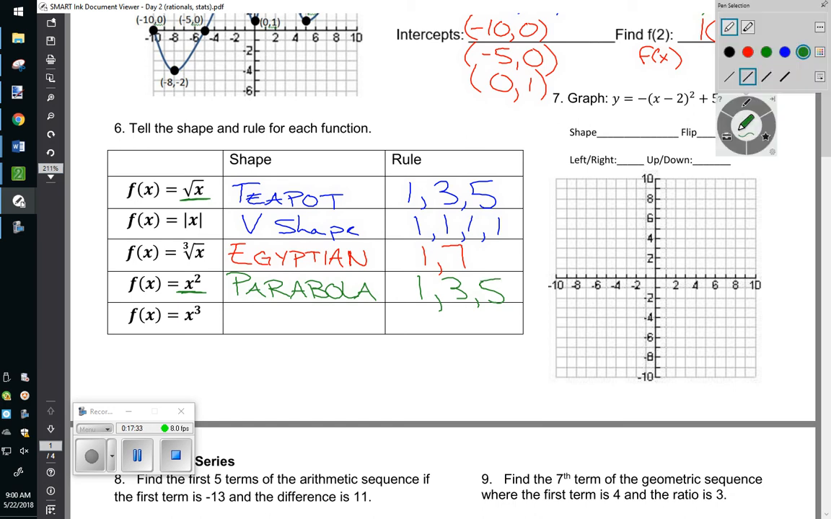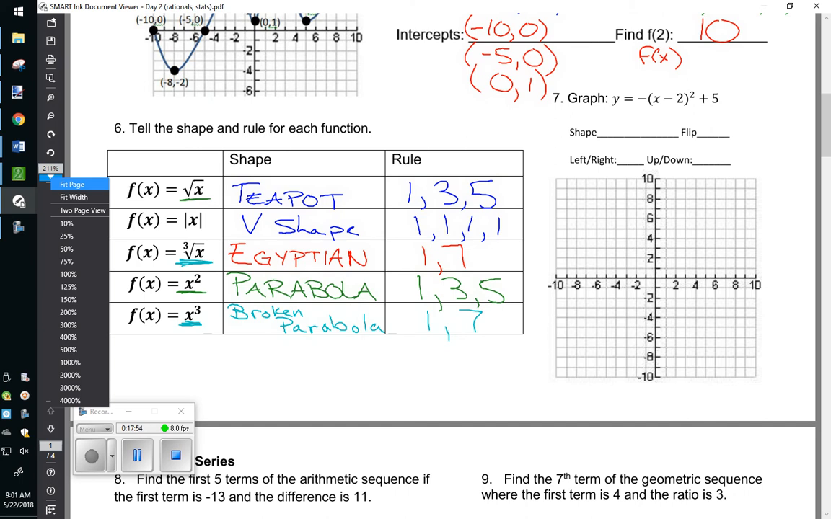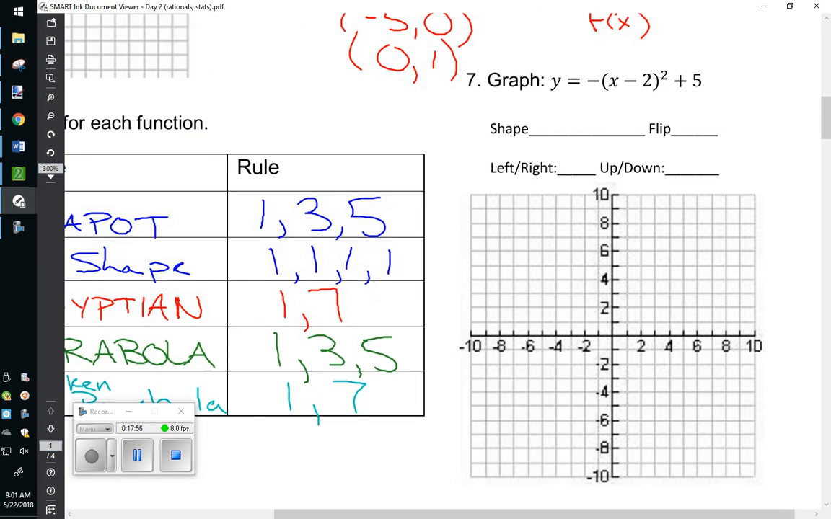My last one here, broken parabola. It's kind of x cubed, so broken parabola. S curve sometimes, but not as much in here. Broken. That's 1, 7 right there. This one's 1, 7 too. Yep, when it has a 3 with it, it's 1, 7. Okay? Now we're going to actually graph one, so we're going to have to remember some rules here.